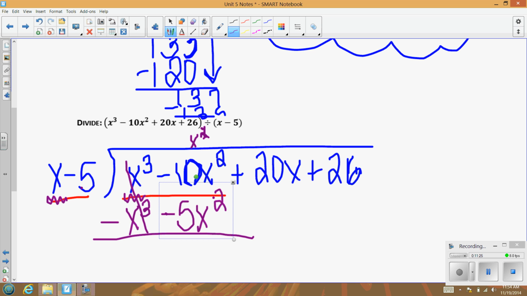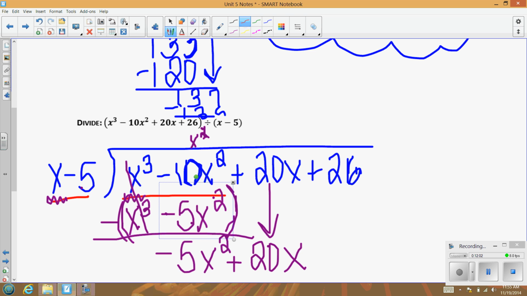So then I have minus 10x squared minus negative 5x squared. Now, notice that I put parentheses because I'm subtracting off this entire expression, which means it's really going to be negative 10x squared plus 5x squared because I had a negative times a negative. So it's actually going to end up being a negative 5 because it's negative 10 plus 5, and then I just keep the x squared. And then just like the other problems, you bring down the next term.